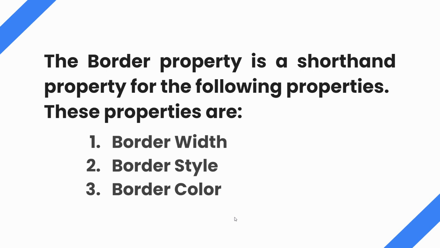Unlike the padding property, the value for the padding property is just in pixels, which is a single type of unit. But in the border property, we have multiple units. That's the width, the style, and the color. So we'll be seeing how all these are also connected to the other border properties.